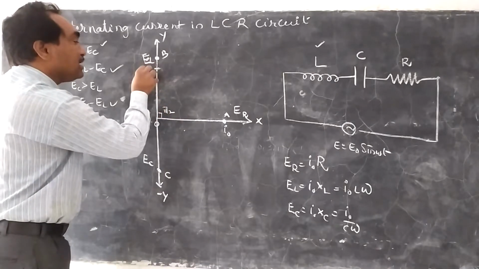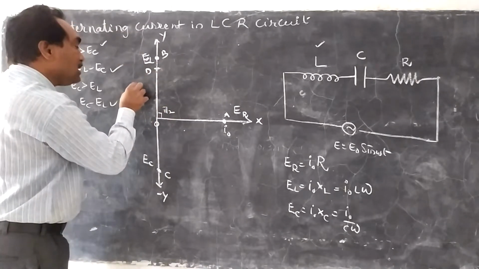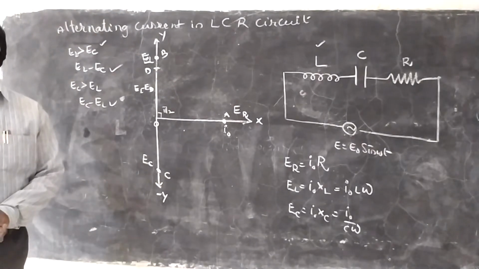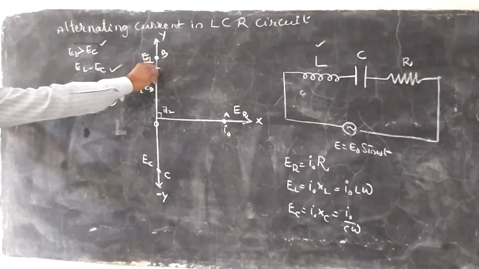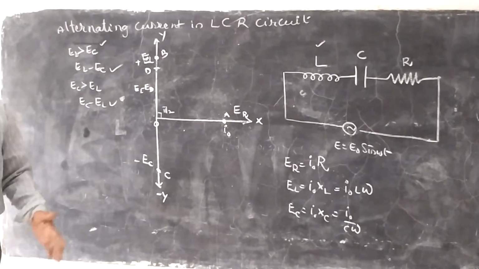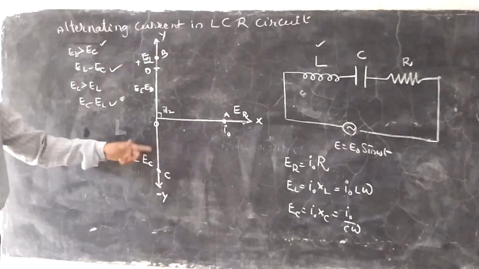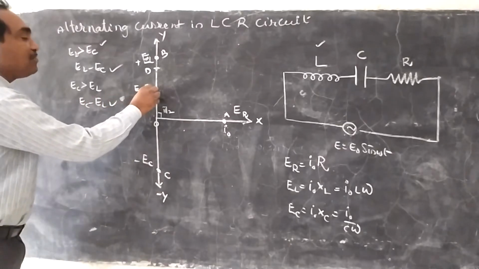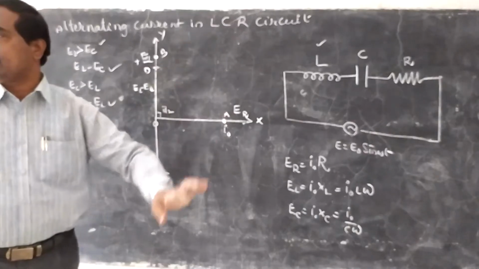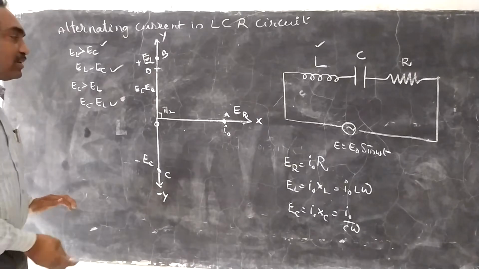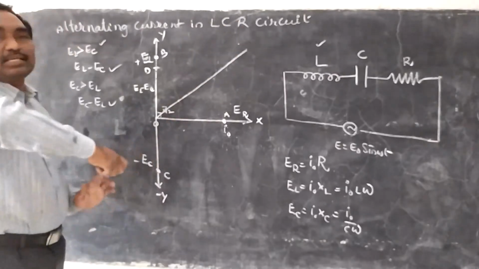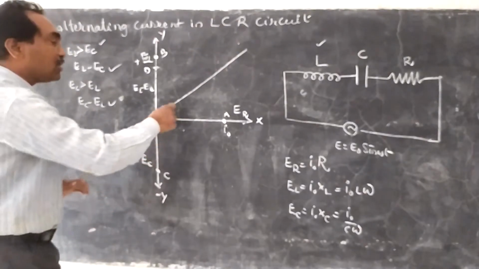So this is the point D. OD represents EL minus EC. Am I right? Because both of them are in opposite directions. If it is taken as plus EL, this is minus EC, and the algebraic sum is EL minus EC. That is what we have here. EL minus EC represents the resultant voltage across the inductance and capacitance. Now, what is required is the resultant voltage of the total LCR circuit. That is E naught, which we require.